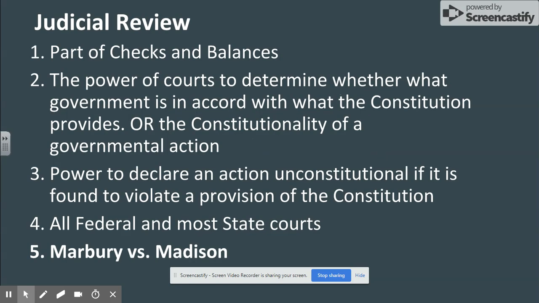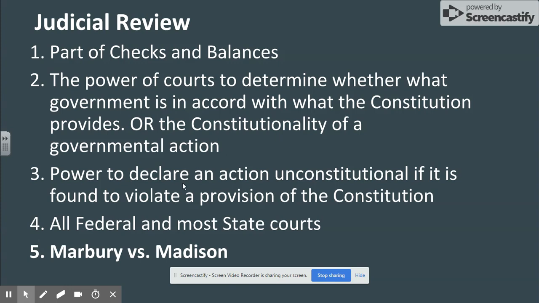We've referred to it a little bit already. It's part of checks and balances. It is the power of courts to determine whether or not the government is in accord with what the Constitution provides. That's a very technical way of saying they determine the constitutionality of a governmental action. Is the government doing the right thing, or should someone tell them to stop?